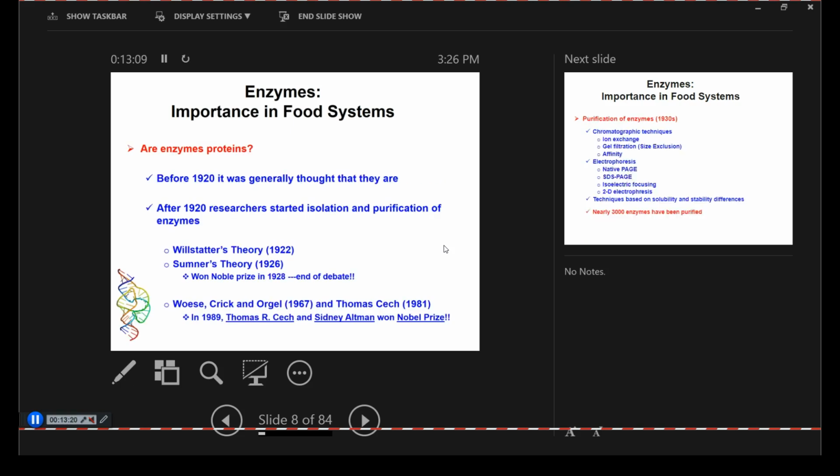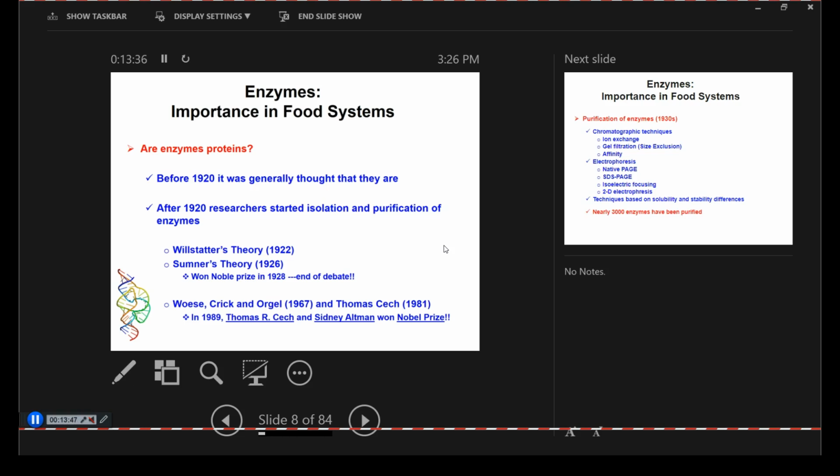Okay, let's look at the story of proteins. Are enzymes proteins? So it's a long story, but before 1920, it was generally thought that they were proteins. And then a split in opinions occurred after 1920 because you got two very smart scientists that worked on enzymes.